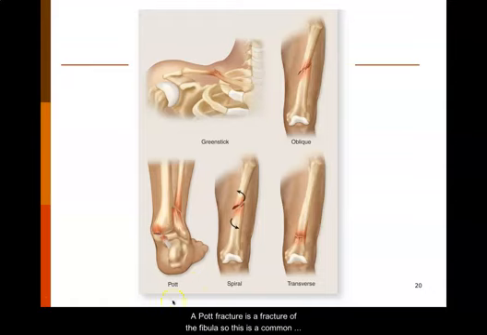A Pott fracture is a fracture of the fibula. So this is a common ankle fracture. Pott fractures are usually also going to occur when ligaments get damaged, destabilizing the joint, making these bone fractures a little more likely to occur.